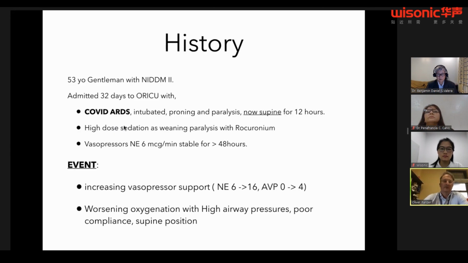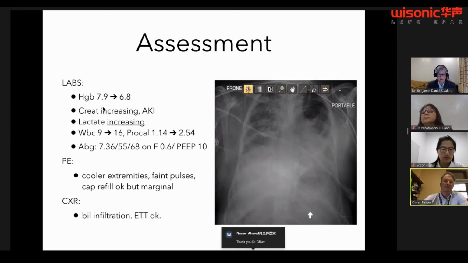So the second case, very similar: a 52-year-old gentleman, 32 days with COVID, was improving, but then had increasing vasopressor support and worsening oxygenation. And you can see here worsening anemia, renal failure, a classic in these patients, lactate increasing, suggesting poor perfusion, leukocytosis and increasing procalcitonin, and marginal oxygenation and ventilation.